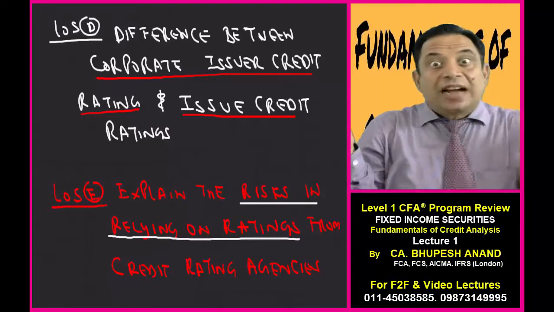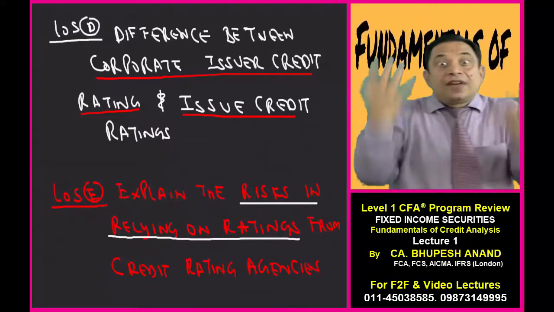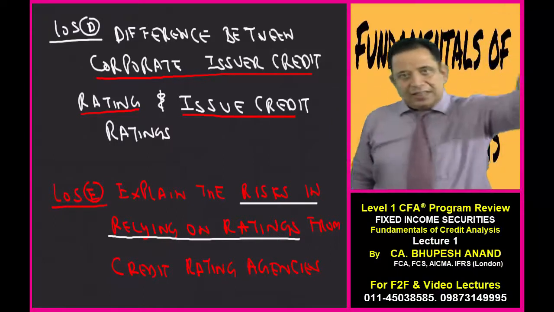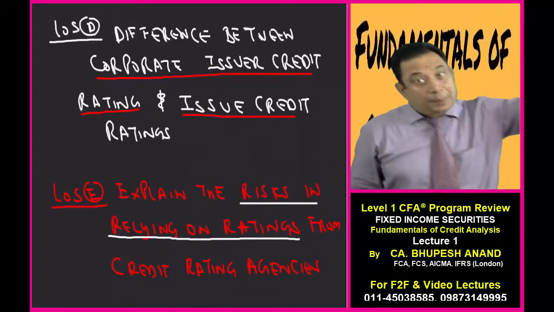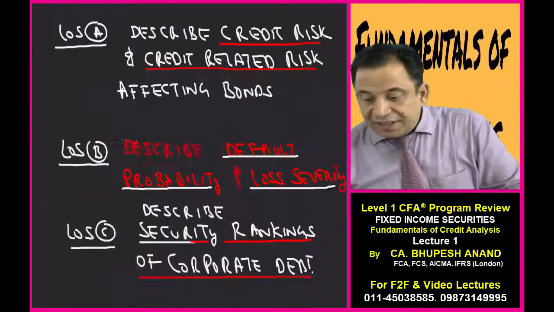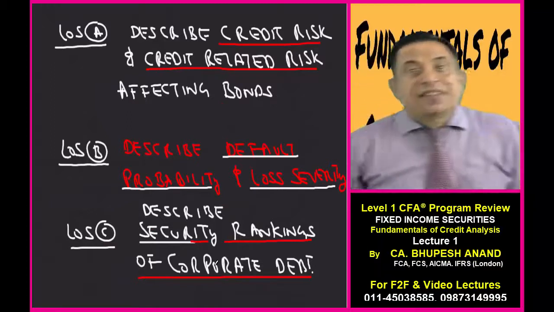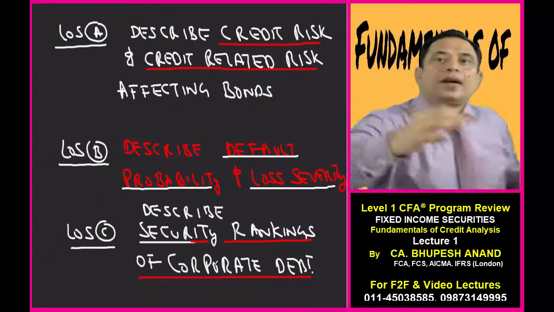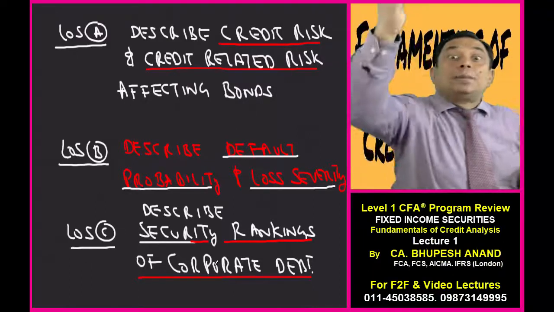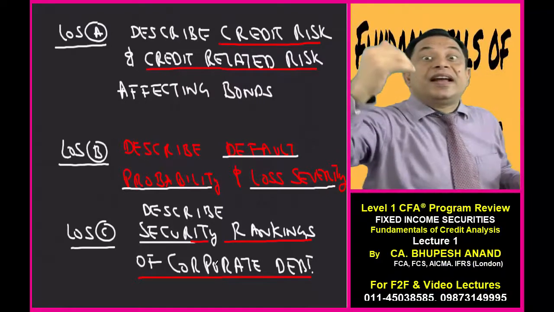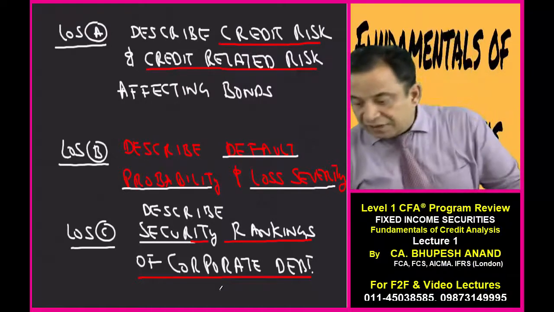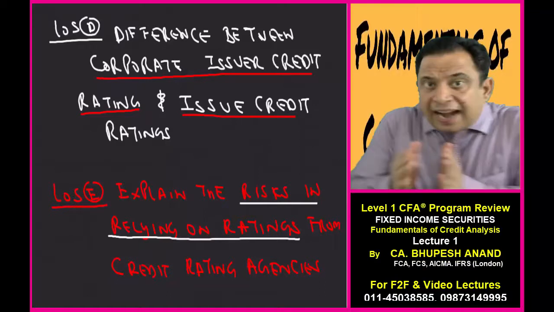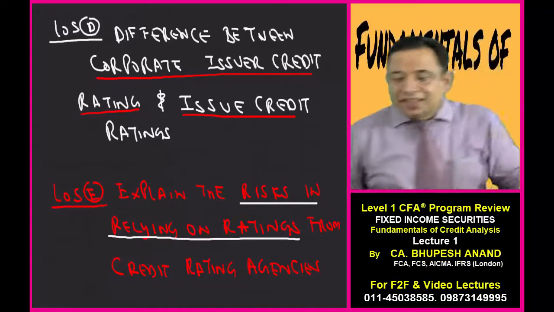So we will be looking at that, because after the 2008 crisis we have to see how to analyze a credit. So learning outcome A is credit risk. Then learning outcome B covers default risk and loss severity. And then, what are the rankings if a corporate entity becomes insolvent or bankrupt, how the payments will be made, how we will create a seniority. That is covered in concept C. And then the difference between the corporate credit rating and the issue credit rating. And similarly, the risk involved.